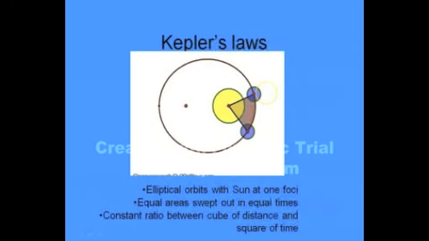Now, when Kepler came along, he figured out that the Earth goes around the Sun in an ellipse, and the Sun's at one focus of the ellipse, and the Earth actually does speed up and slow down. It speeds up as it gets closer and slows down as it gets further away. This ellipse is very eccentric. The real one has a very small eccentricity, very close to zero, but this is exaggerated.